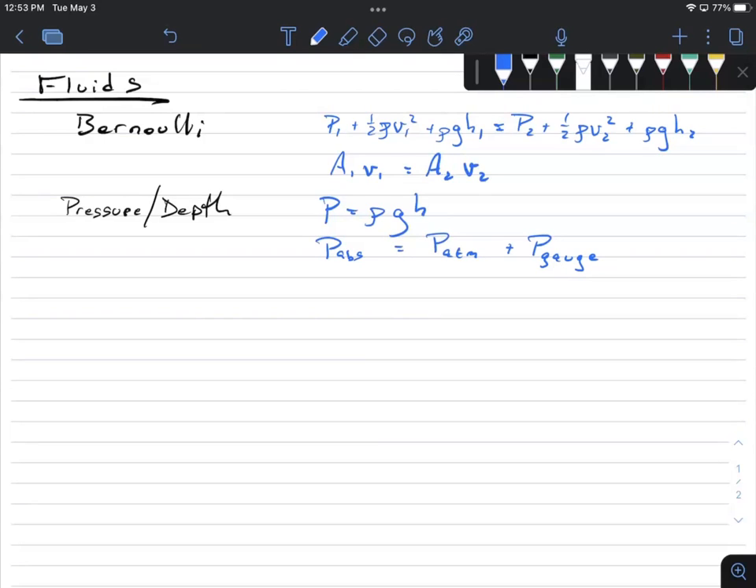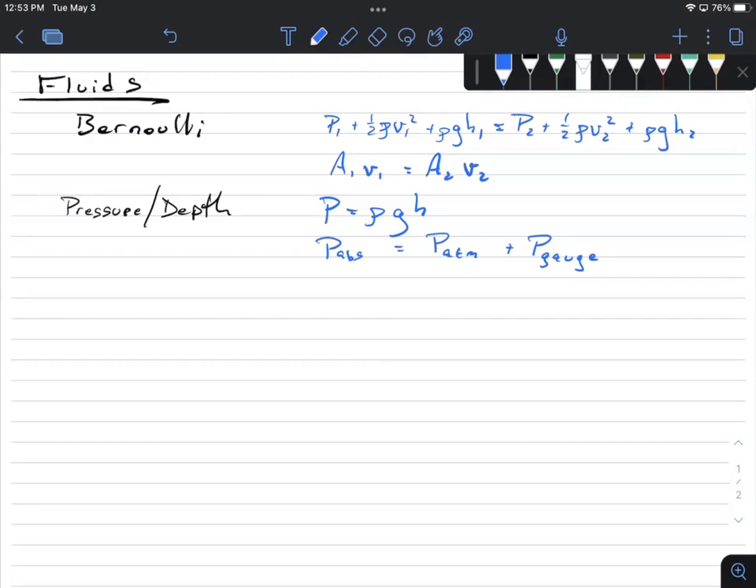Or does it not say you want the total pressure? The rule I'm going to use for our test is assume all I want is the gauge pressure unless the question specifically asks for the total pressure or the absolute pressure.